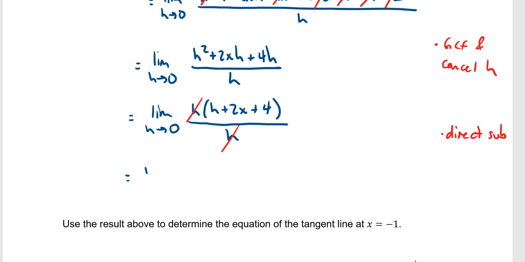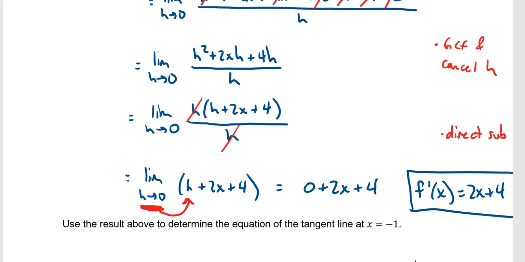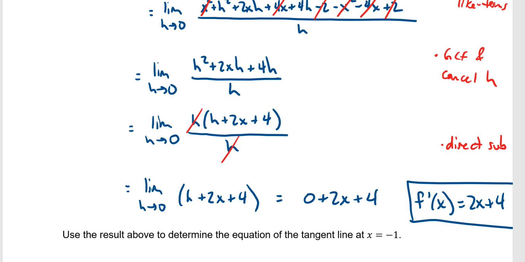I just like to rewrite it one more time. Limit as h approaches 0 of h plus 2x plus 4. Just always remember, you're only plugging in to whatever you have approaching a number over here. So you're plugging in 0 only to h. So that's going to be 0 plus 2x plus 4, which gives us our derivative function this time as 2x plus 4. So this is not an equation of a tangent line yet. This is the derivative function.